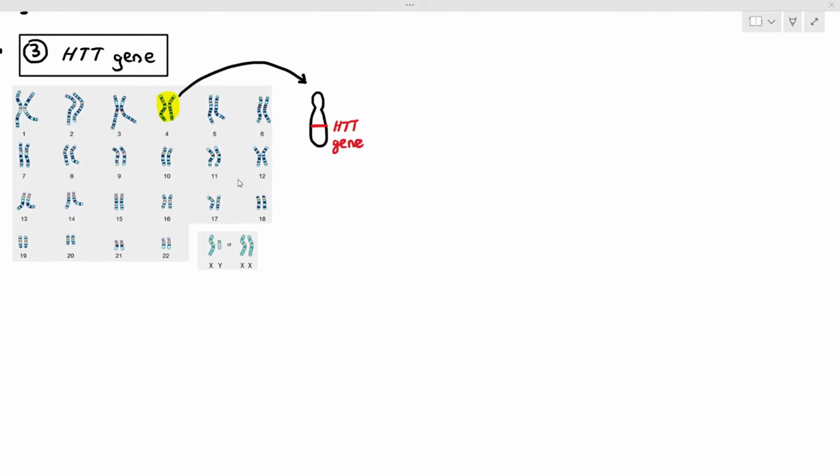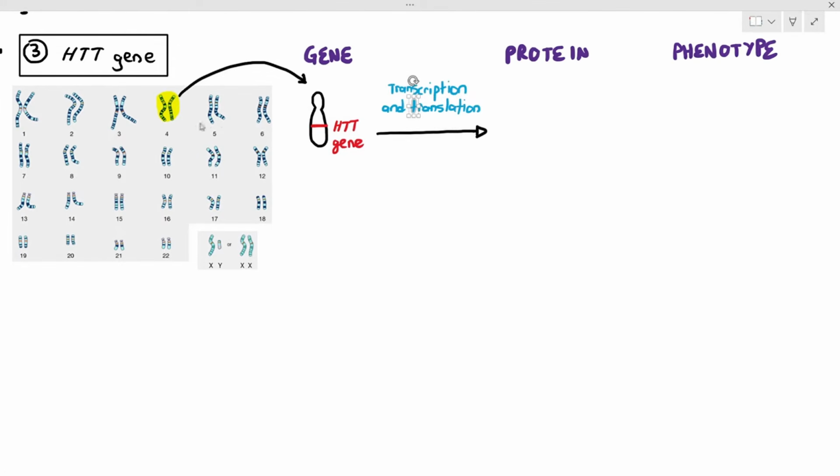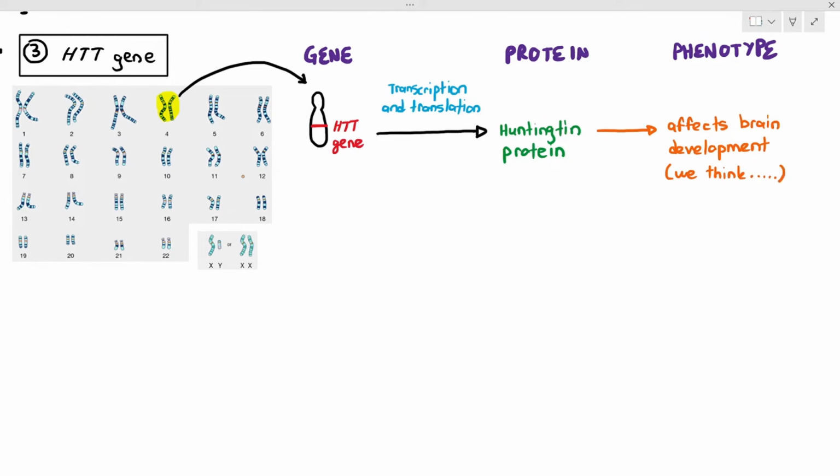Now the HTT gene is a very interesting gene. The gene codes for a protein known as the Huntington protein. Now, here's the thing. We don't exactly know what the function of the Huntington protein is. That's the first interesting thing. But we think it affects brain development. Here's where it becomes interesting.